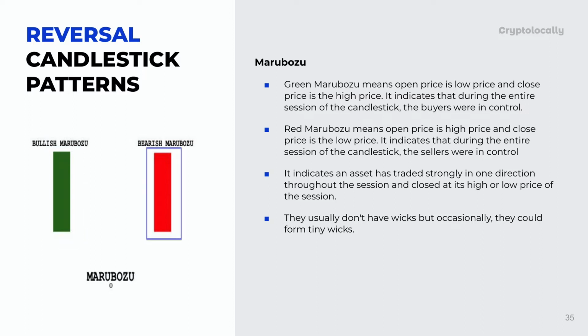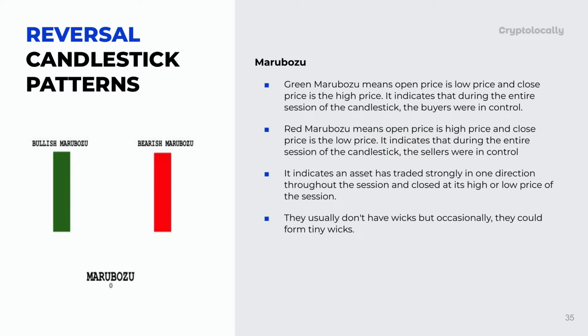When you see a red Marubozu in an uptrend, that means the price has been going up, and you see this huge red candle, it means the price is about to start coming down. That means there will be a change in trend pretty soon. So that is all about Marubozu.